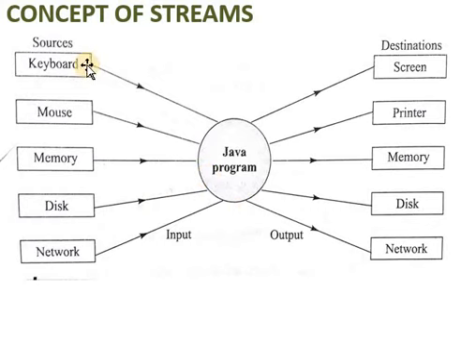Similarly, whatever process happens in the program, the output may be displayed using the screen, or it may be printed using a printer, or it may be stored in the memory, or the output may be stored using secondary devices, or finally the output can be accessed using the network. So this is the concept of streams.